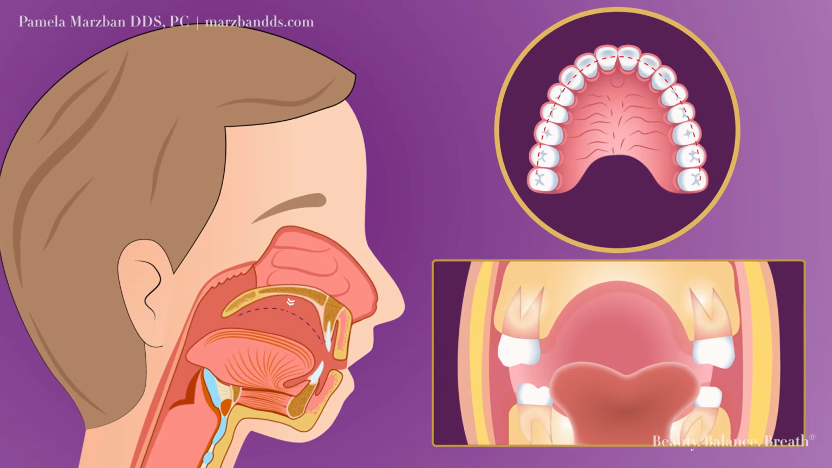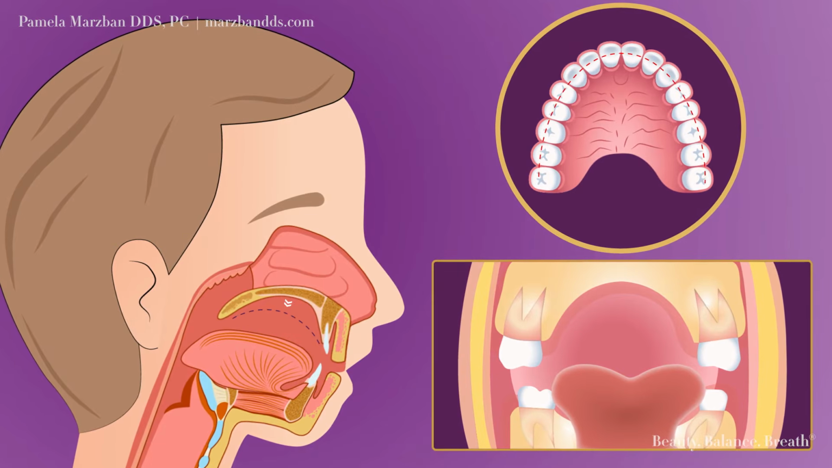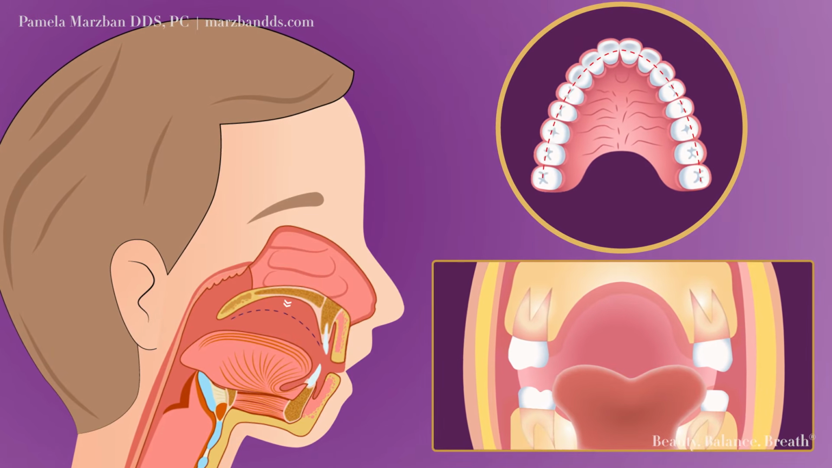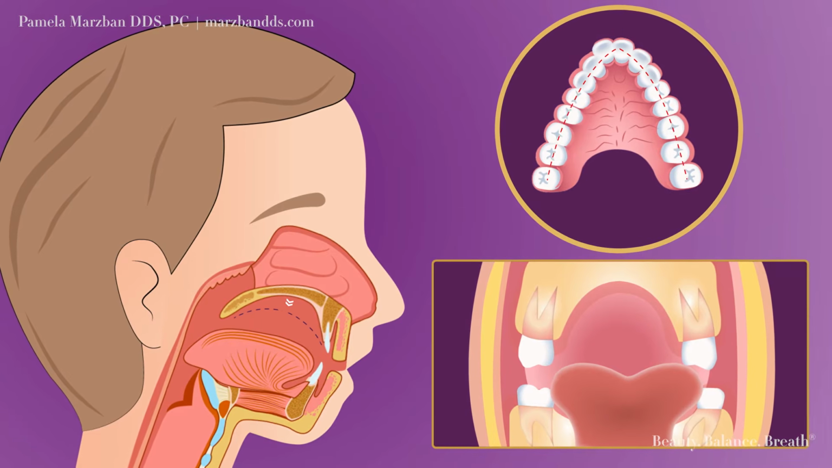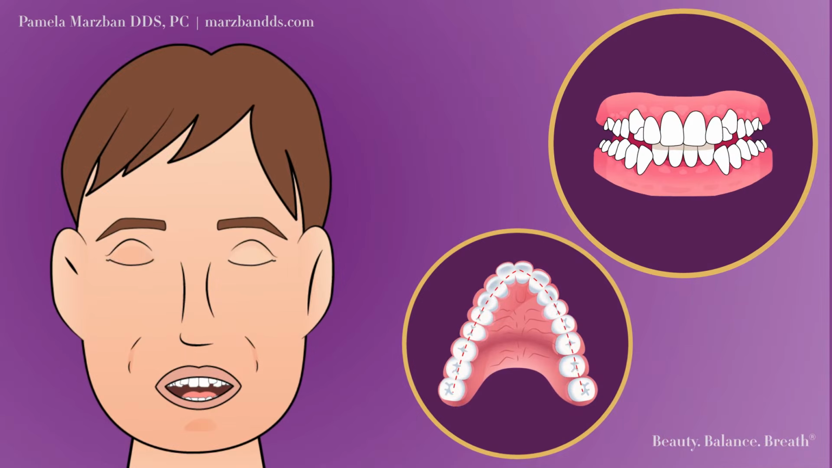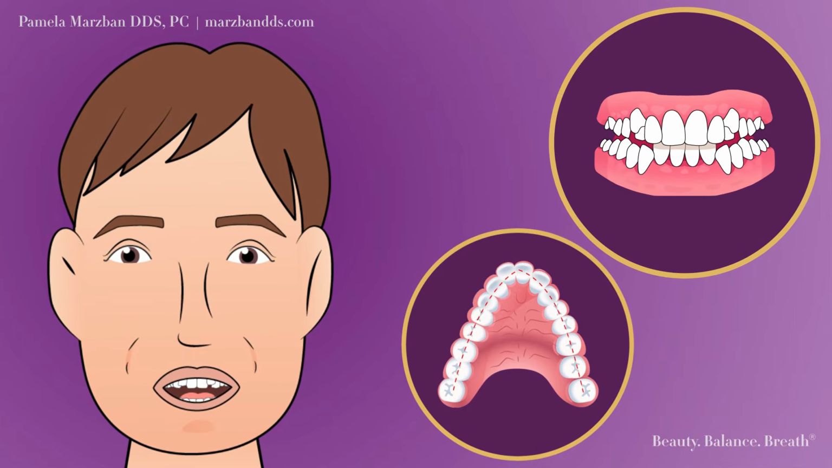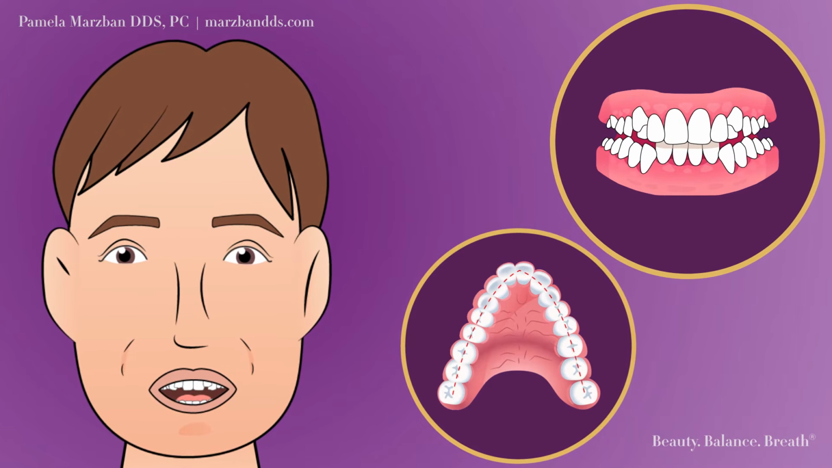This negatively affects the growth and development of the upper jaw as it begins to develop narrow and with a high palate. The upper dental arch becomes a V shape instead of a broad and rounded shape, and therefore will not have enough space to properly align the teeth. So as the teeth come in, they appear crowded.